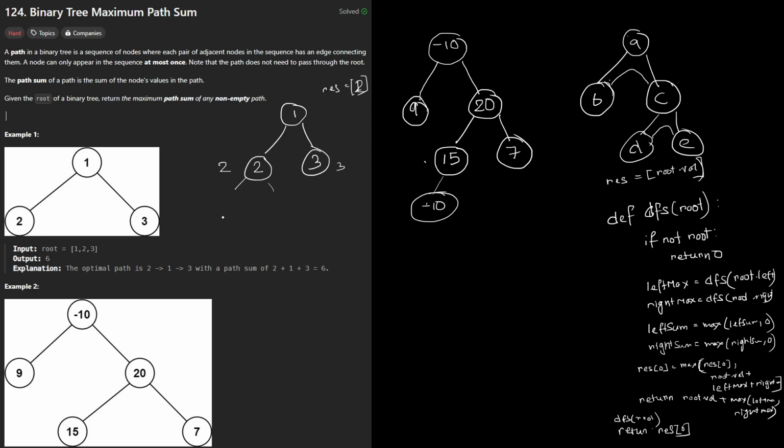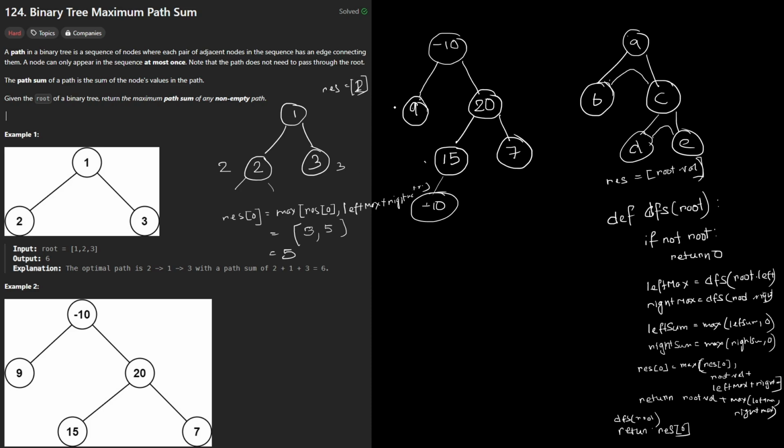So I'm going to write the formula, which is result of 0 equals max of result 0, left max plus right max plus root dot val. So here it would be 3 and 1, 5. So our result is going to be 5.